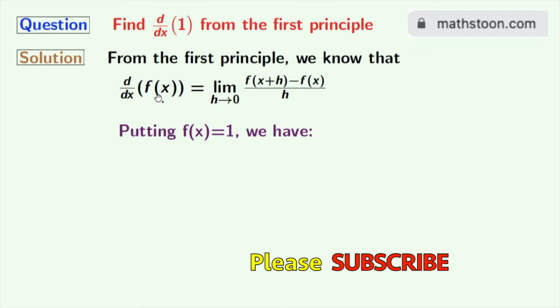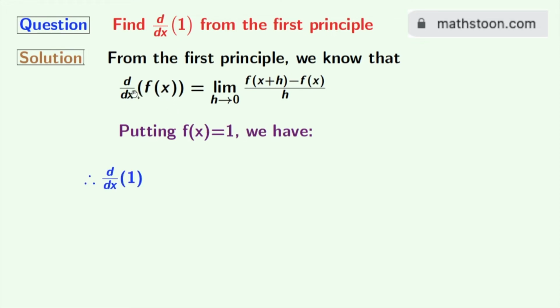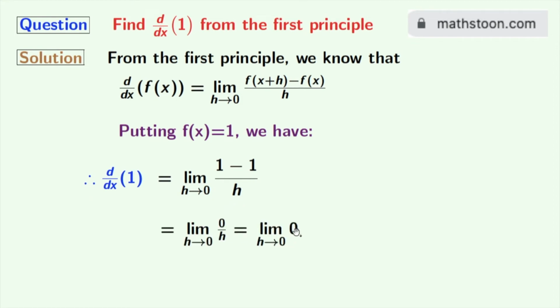So put f(x) equal to 1 and that gives us f(x+h) is equal to 1 and f(x) is also 1. So finally we get the derivative of 1 is equal to the limit as h tends to 0 of (1 - 1)/h. Now simplifying this fraction we get 0/h which is equal to 0.